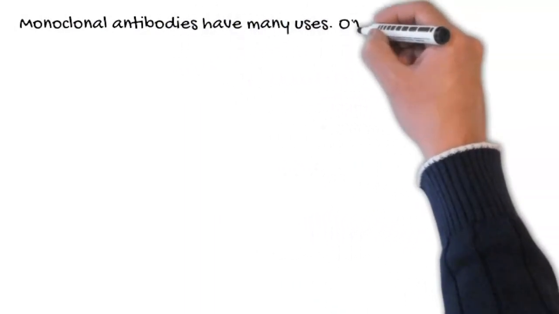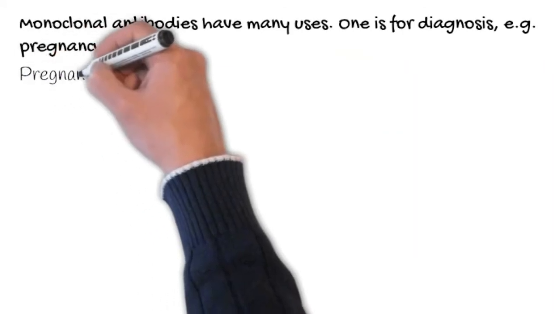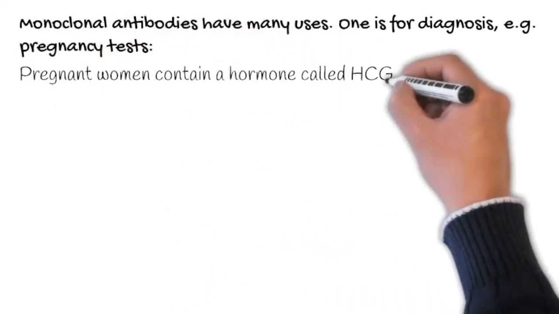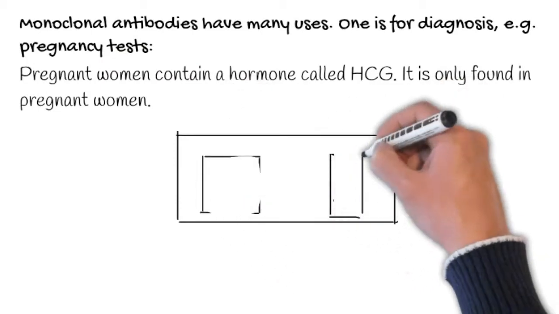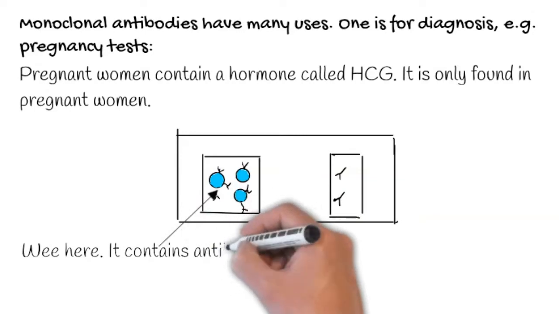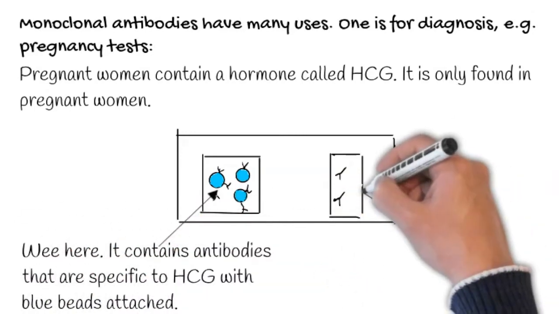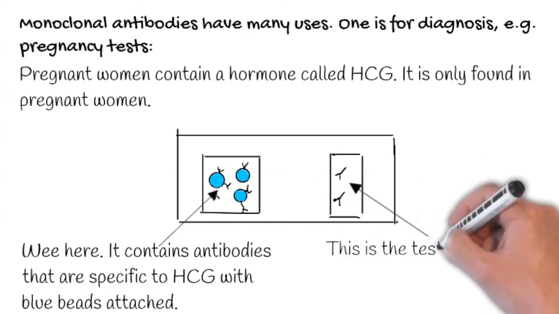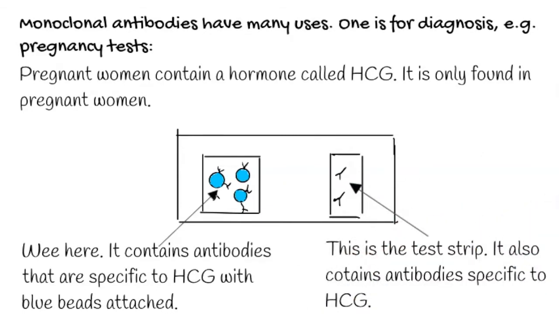Monoclonal antibodies have many uses. One is for diagnosis, e.g. pregnancy tests. Pregnant women contain a hormone called HCG, and it's only found in pregnant women. So here we have a pregnancy test kit. This is where you wee, and it contains antibodies that are specific to HCG with blue beads attached. And this is the test strip. It also contains antibodies specific to HCG.